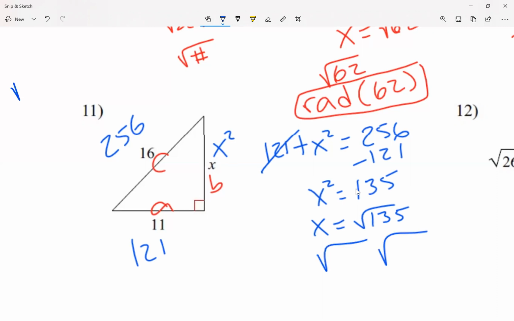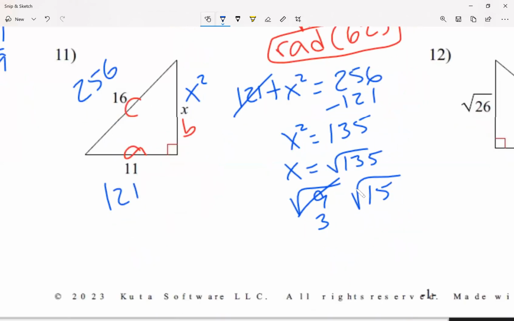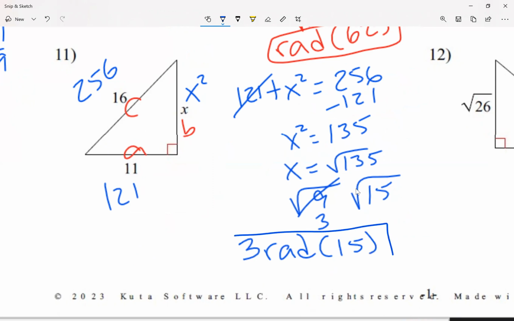Gotta remember perfect squares. 4. Can I go 4 times something? No. Then 9. Oh, I can go 9 times 15. Okay, because the square root of 9 is 3. Square root of 15, nothing I can do. Right? I cannot simplify. So my answer, if I was to write this, is just 3 radical 15. The way I'm going to type this is going to be 3 rad 15. Don't forget the parentheses, no spaces in between altogether.